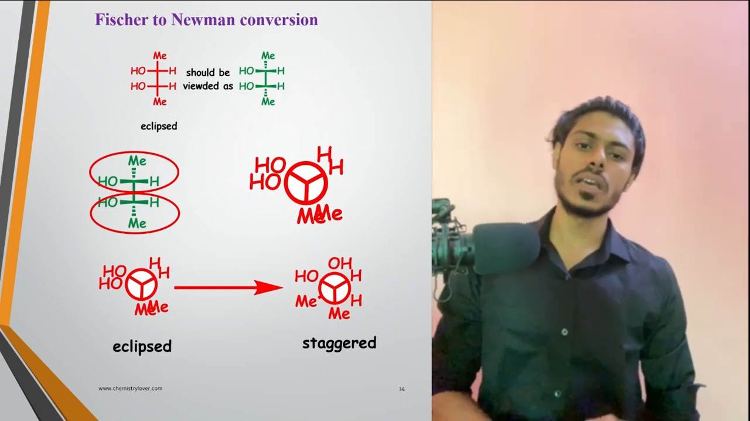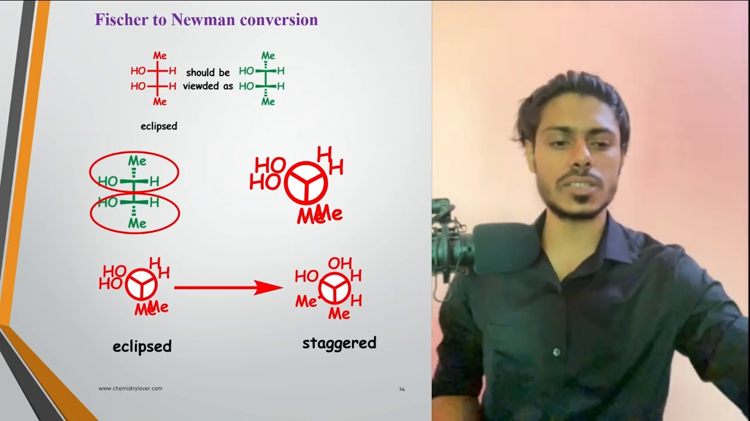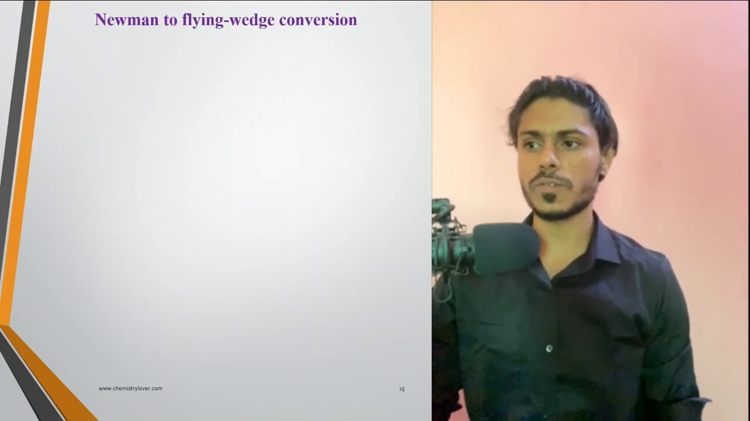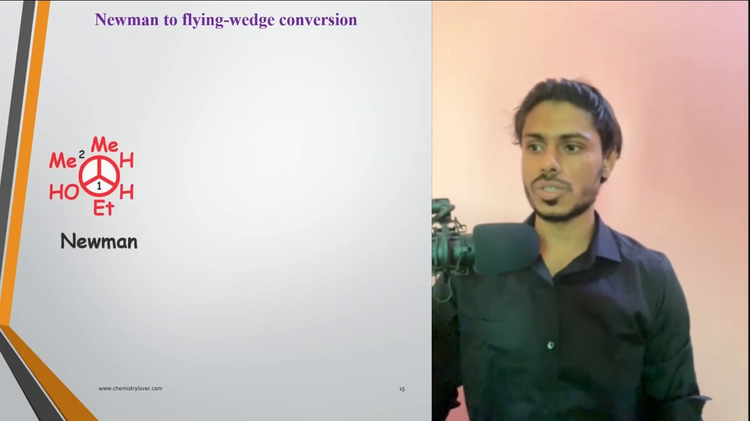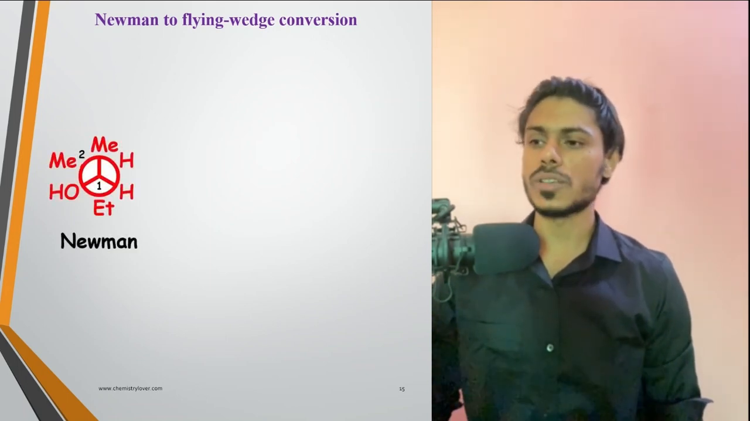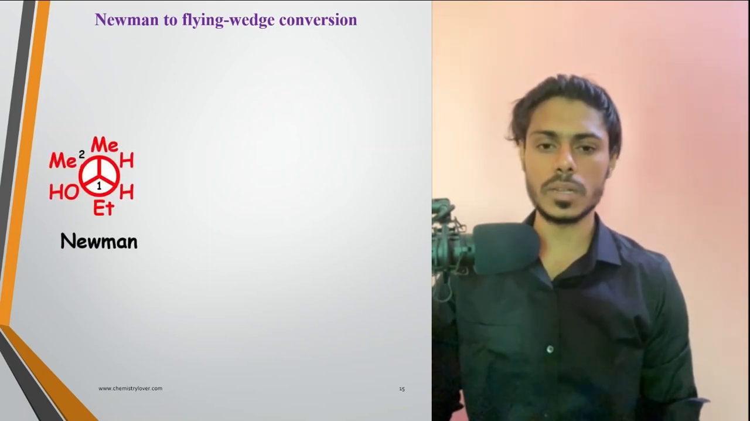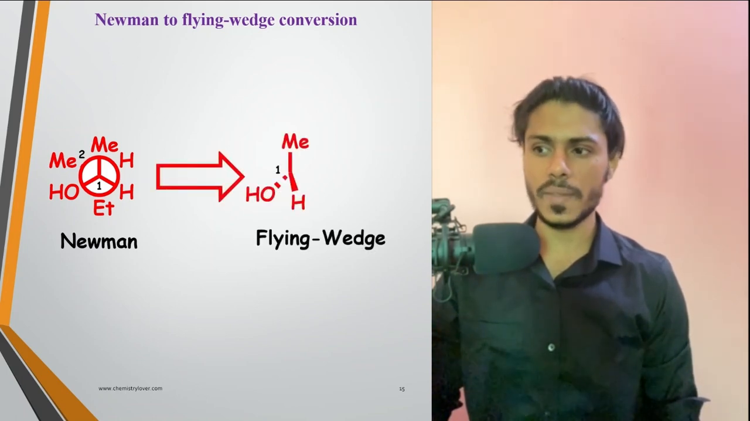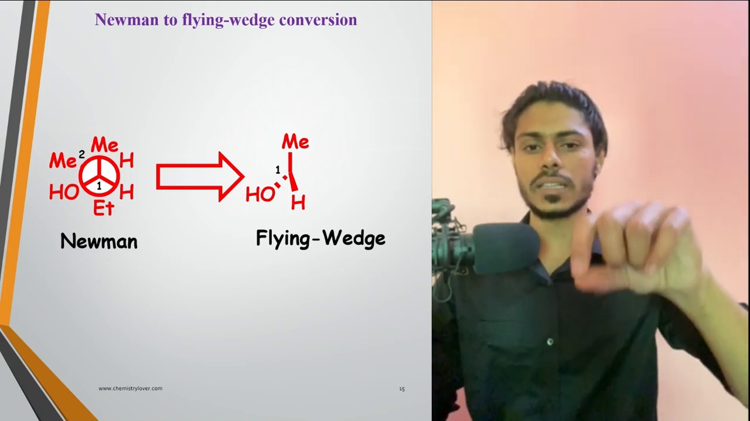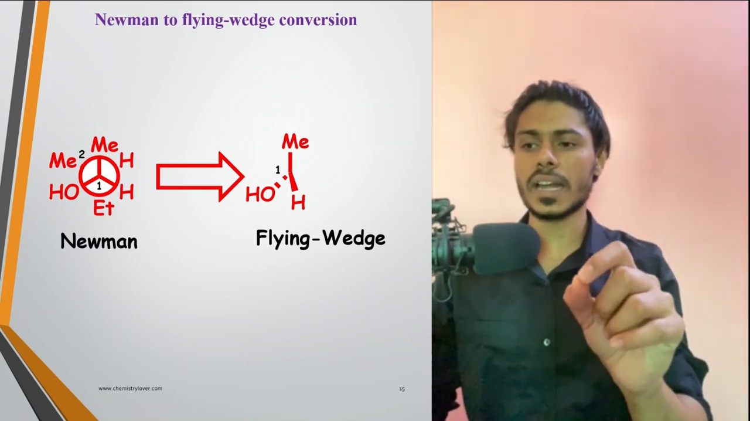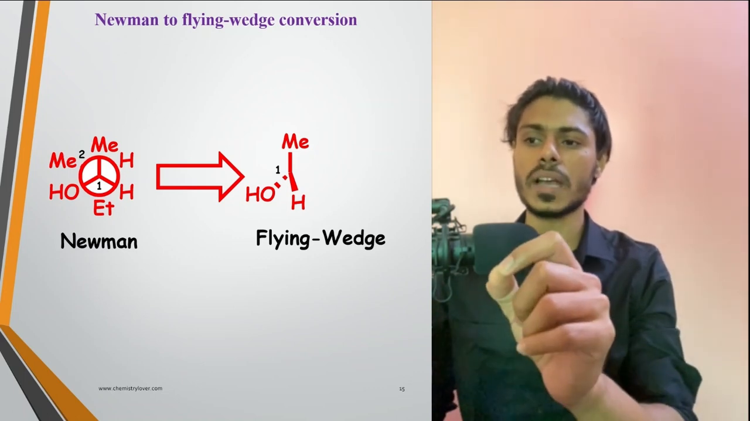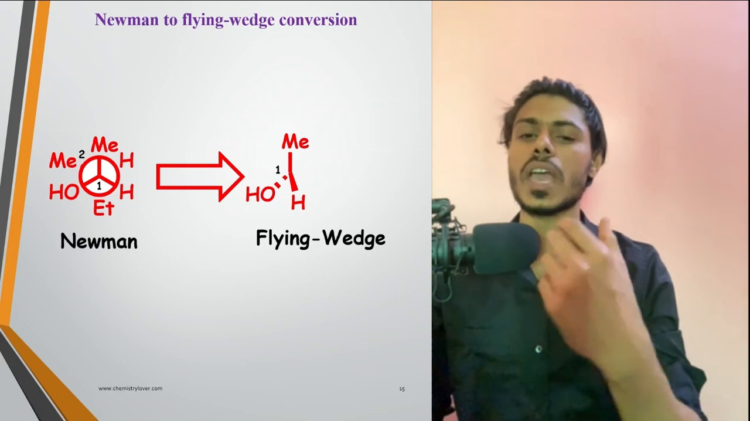So these three conversions are very easy, and the last conversion which I will show you is the conversion from Newman to flying wedge. So this is our Newman projection formula. So in this case you have to first distinguish between carbon 1 and carbon 2. You first make carbon 1, and if we look at the molecule, you can see methyl is at the top, hydrogen is at our right hand side, and OH is at our left hand side. So we make hydrogen towards us and OH away from us.